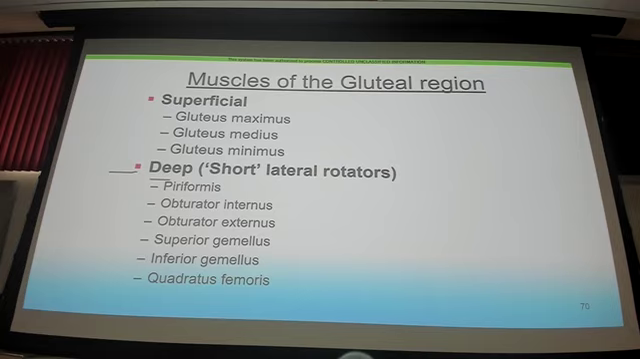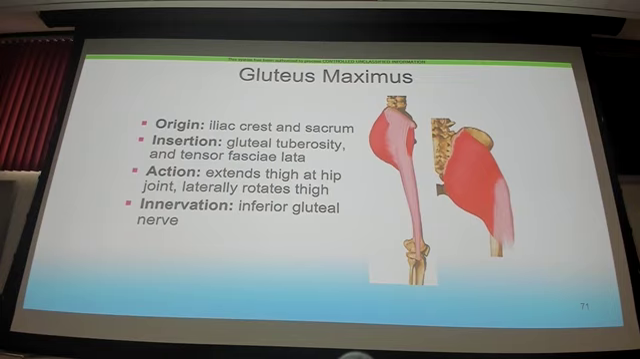One of the good things about the gluteal region in both of these groups, the superficial and deep, is that the nerve that goes to the muscle is named the same as the muscle. I always like it when they do that. It helps me to remember it. So the first one up is gluteus maximus.